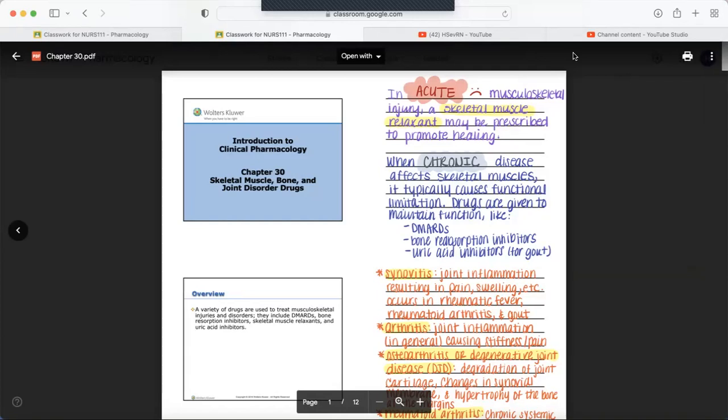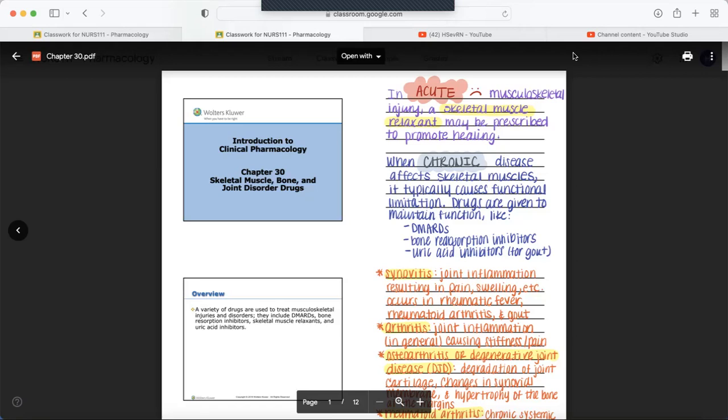A skeletal muscle relaxant may be prescribed to help with healing. Relax the muscle, give it some time to heal, helps with the pain, right? So for acute injuries, skeletal muscle relaxant is a great option. But with chronic diseases of our muscles or our joints, etc., we need a medication that can be given to maintain our function, right? To keep us going. And a skeletal muscle relaxant may not be the best option for long-term use.